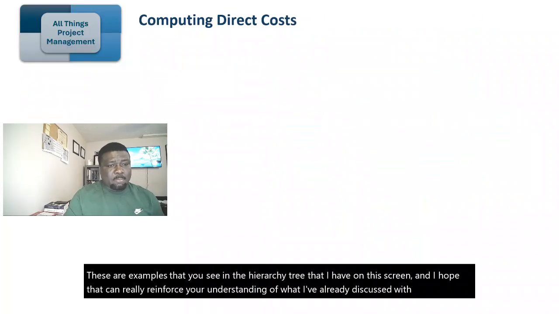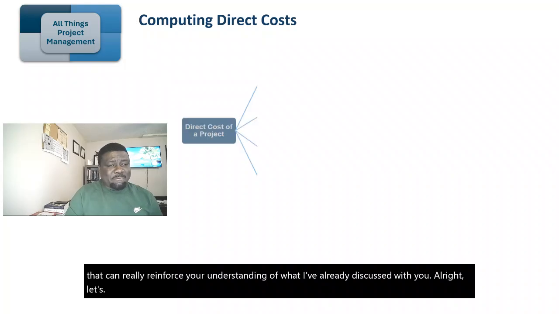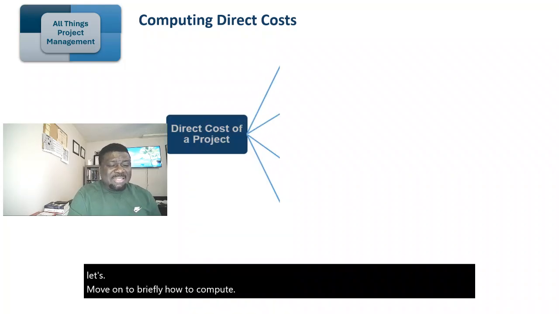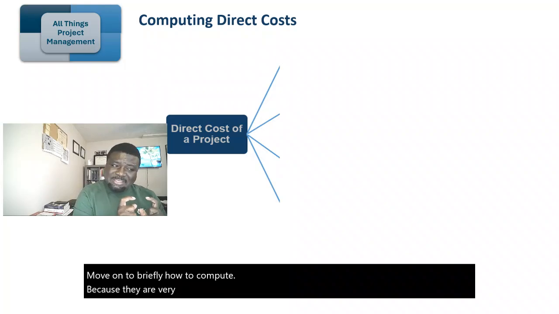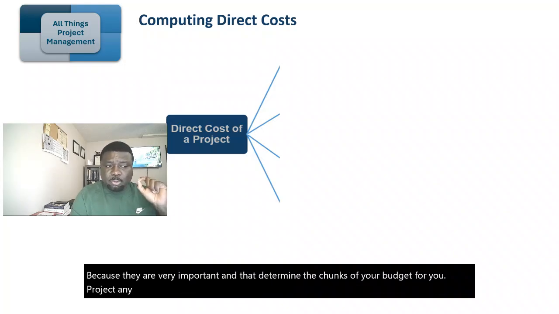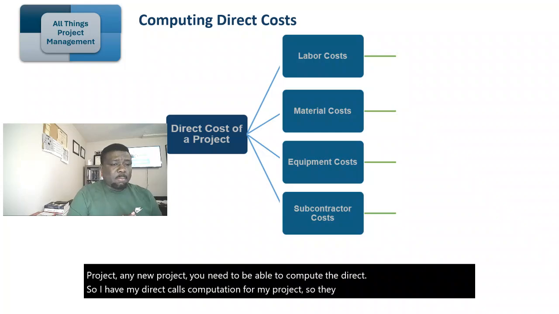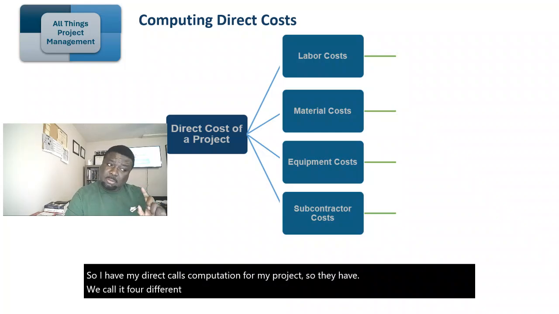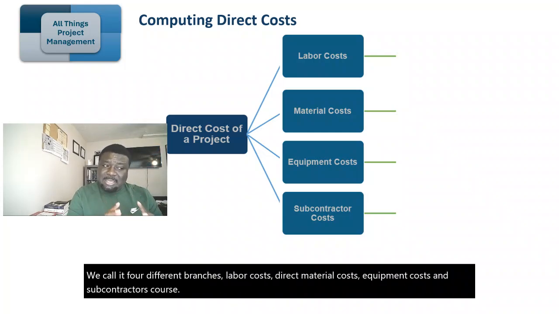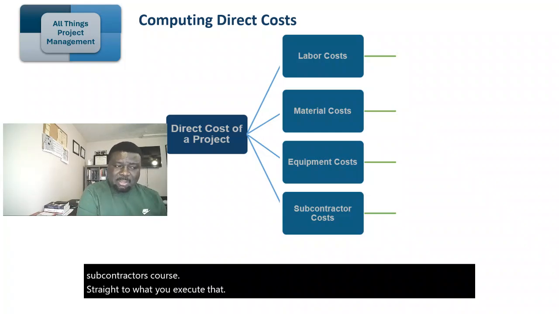All right. Let's move on to briefly how to compute direct costs, because they are very important, and they determine the chunk of your budget for your project. For any new project, you need to be able to compute the direct costs. So I have my direct cost computation for my project. There are 4 different branches: labor costs, material costs, equipment costs, and subcontractor costs. These are all costs that can be traced straight to what you execute, directly associated with your project. So keep that in mind.